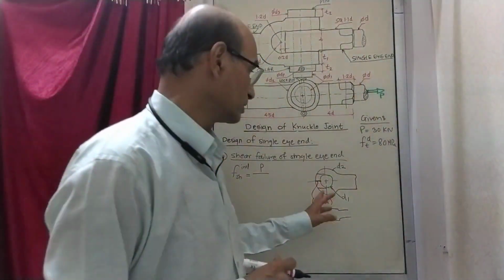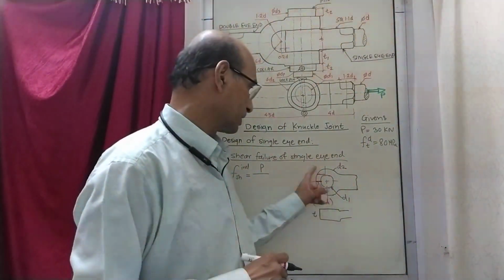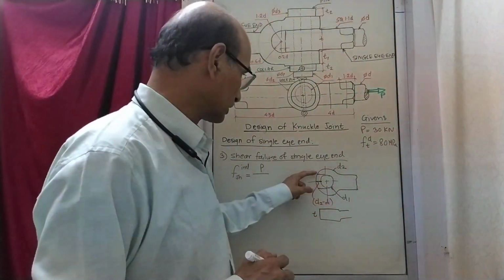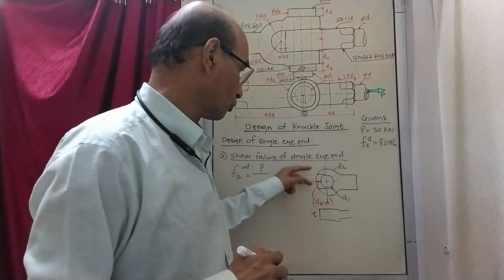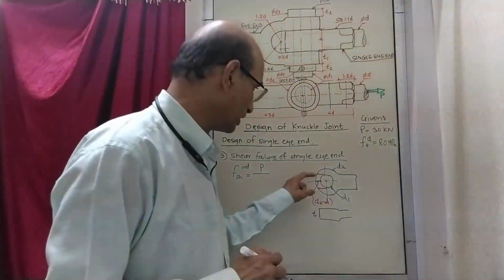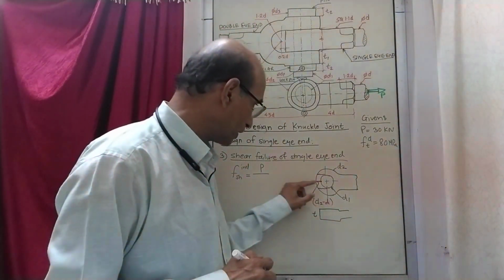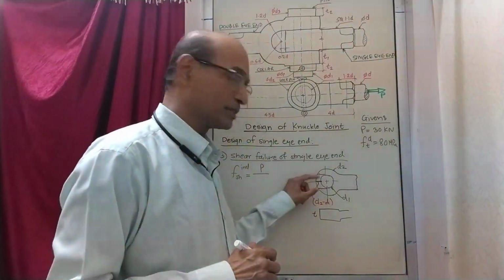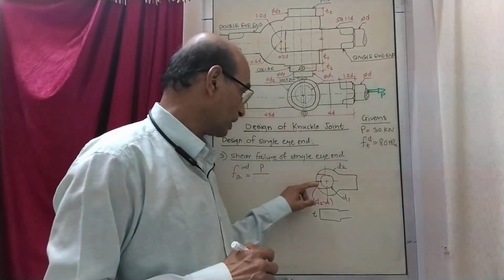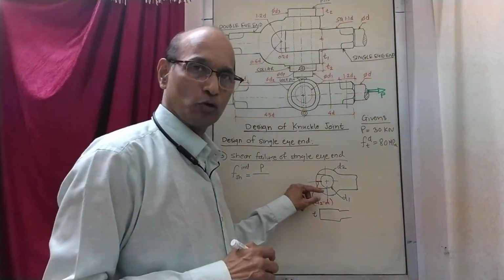Okay, so we are discussing the shear failure of the single eye end, and these are the two places from where the failure will take place. Since we find it difficult to understand how much this area will be, we try to take this area for the same purpose. But the thing is, this area is less than what is actual here.